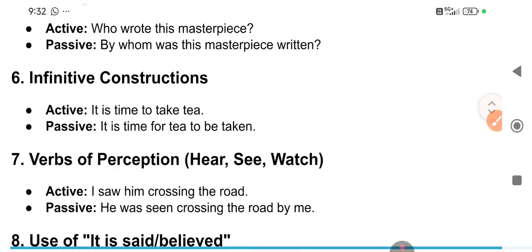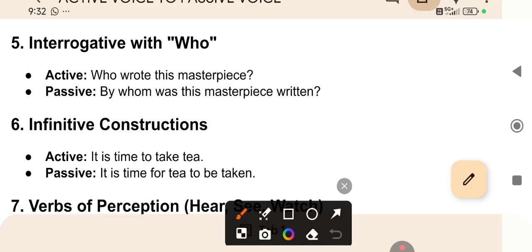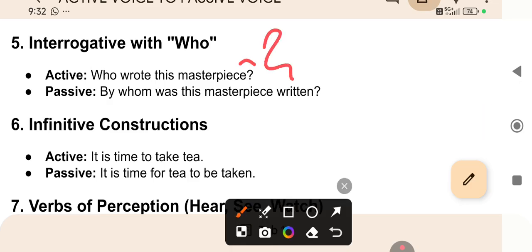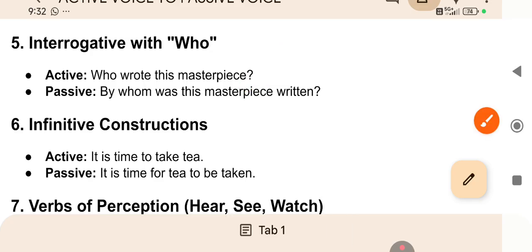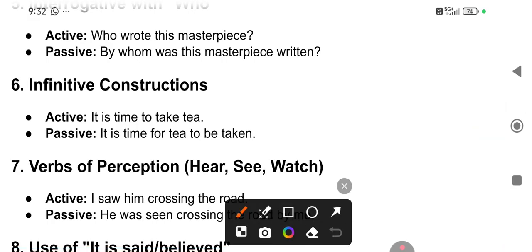Now moving to the next one, interrogative, very important. Interrogative means question mark. When a sentence ends with a question mark, it is interrogative. So for interrogative: who wrote the masterpiece? Please take care, who becomes by whom. And according to this form, this is passive, this is the second form of the verb, and that is why was is the helping verb.